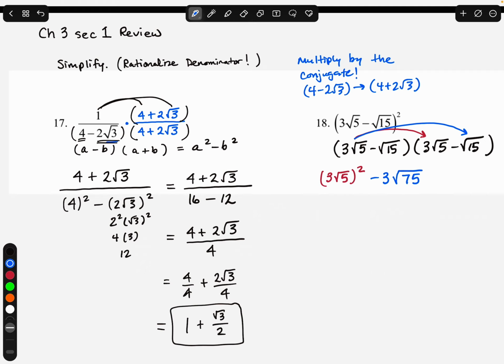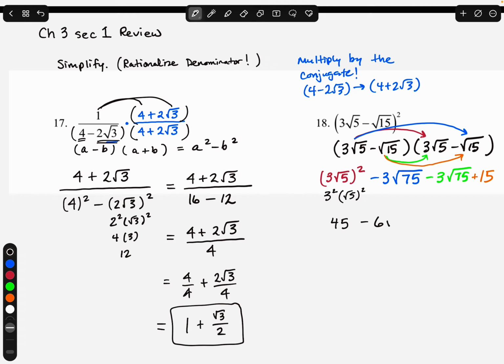Then we're going to do the next terms. We've got negative radical 15 times 3 radical 5 would be a negative 3 radical 75. And then the last terms, negative radical 15 times negative radical 15 would be a positive radical 225, which would simplify to 15. And let's go ahead here and look to simplify down. So 3 squared times radical 5 squared would be 9 times 5, or 45.